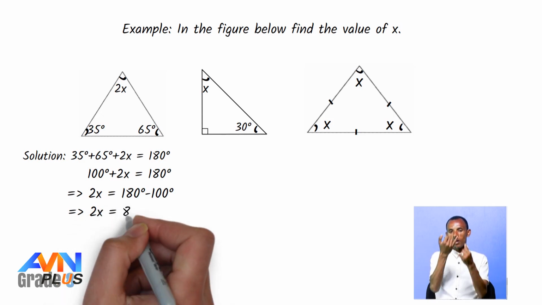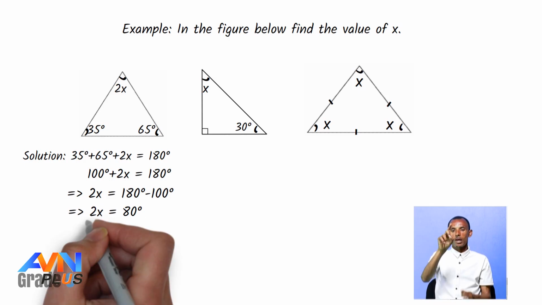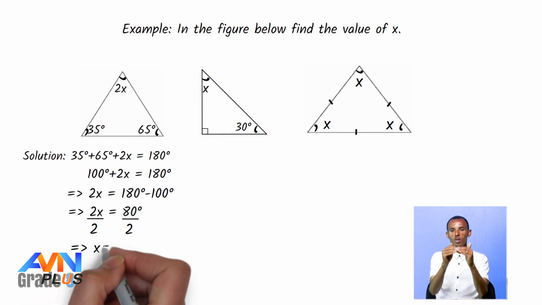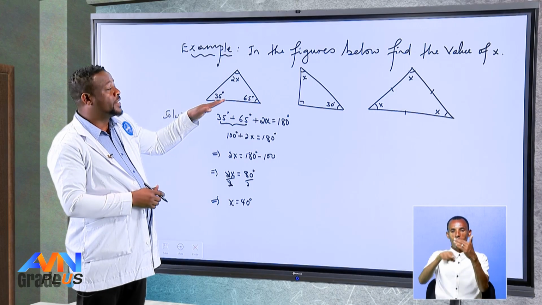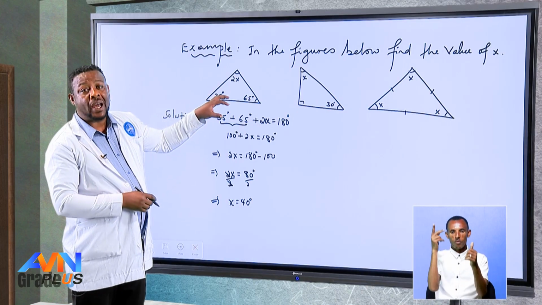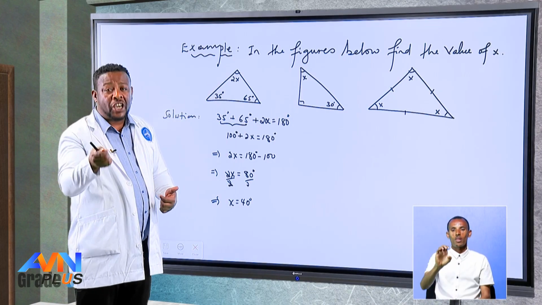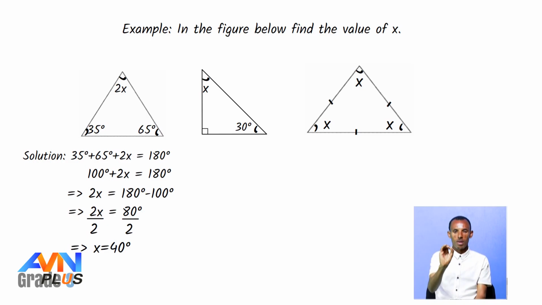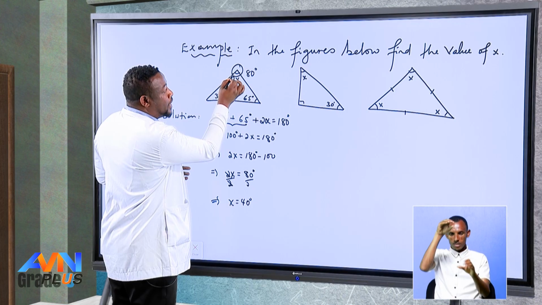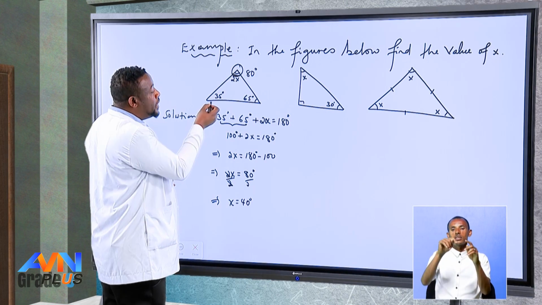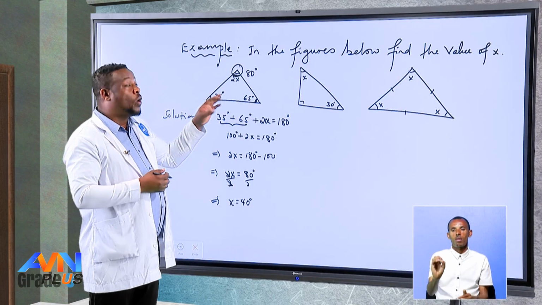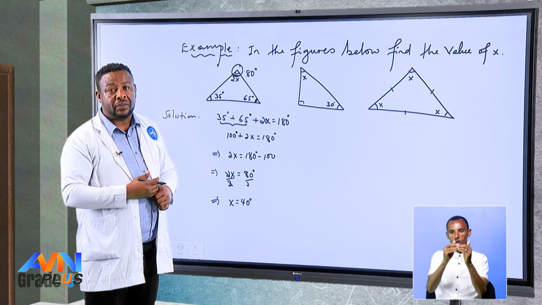Now you can divide both sides by 2. Okay, 2x over 2 equals 80 over 2. Then x becomes 40 degrees. Okay, the value of x in the case of the first triangle is 40 degrees. You can check that 2 times 40 is 80, right? So the whole angle is 80 degrees. The interior angles of this triangle are 80 degrees, 35, and 65.